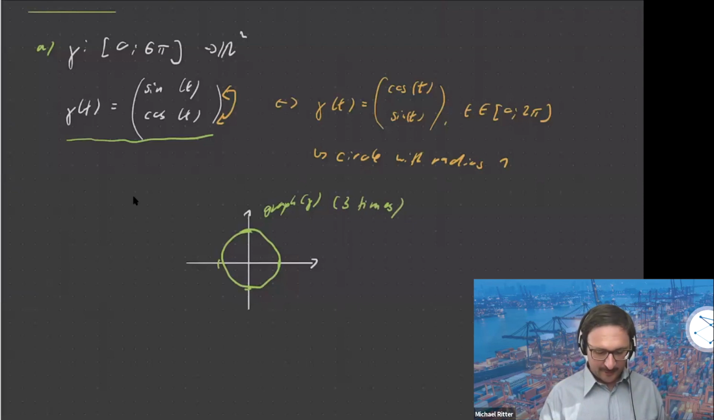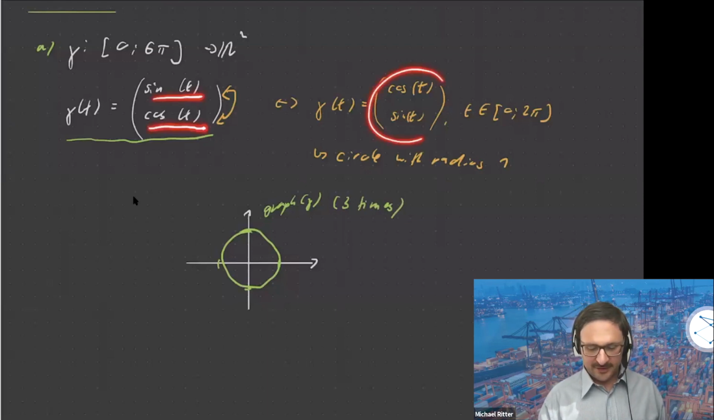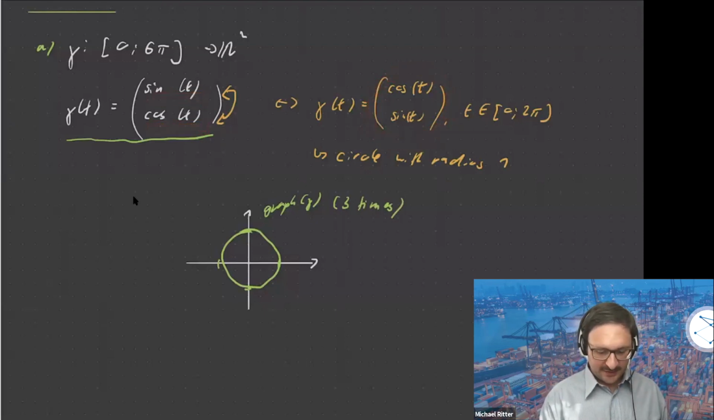So if you look at the parameter t equals 0, what you get here is sine of 0, cosine of 0. That's the point 0, 1. In this parametrization, you will get 1, 0. So instead of starting here, the starting point for this circle is here at this point, right? So that's the difference. So here, this is the point t equals 0.